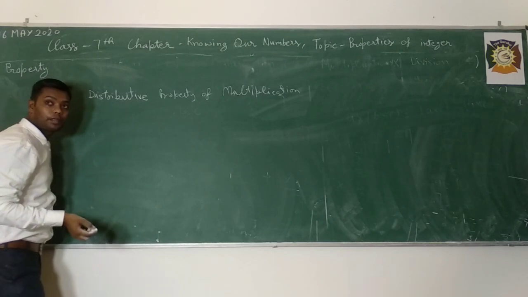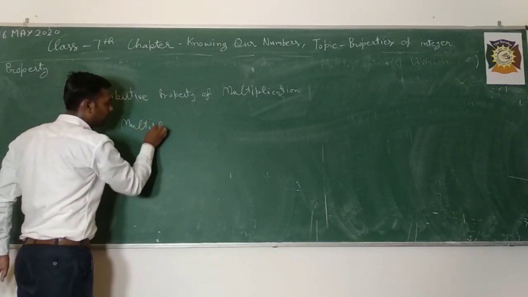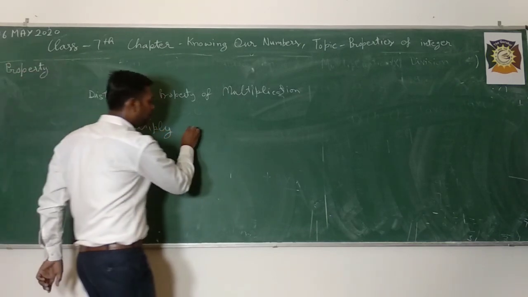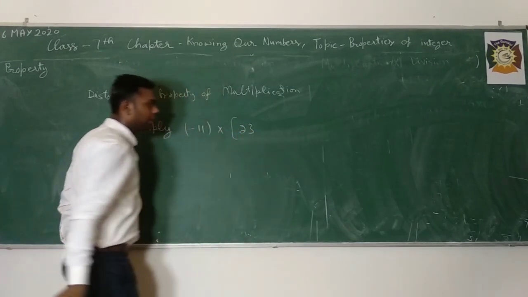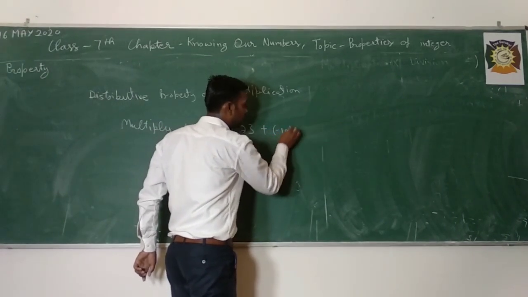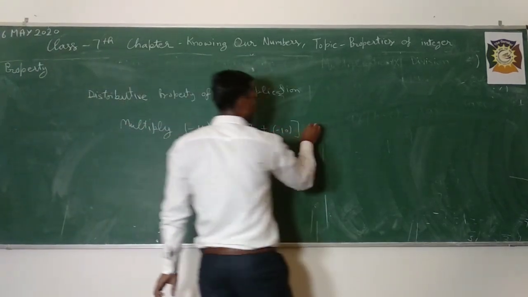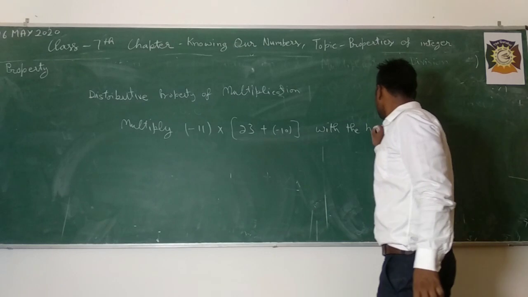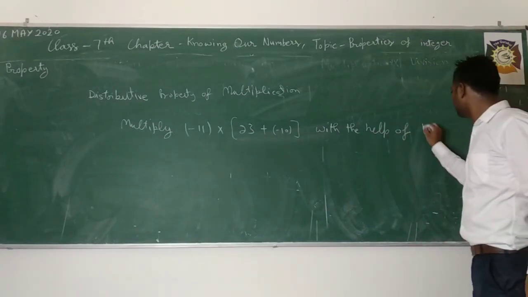First question: multiply minus 11 with 23 plus minus 10, with the help of distributive property.